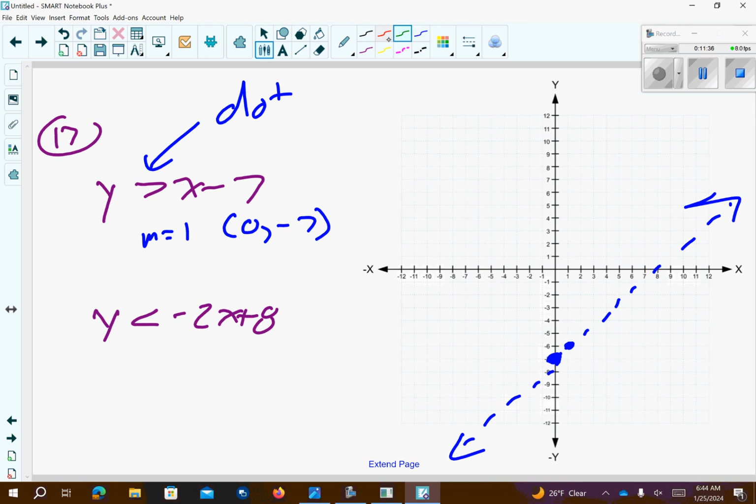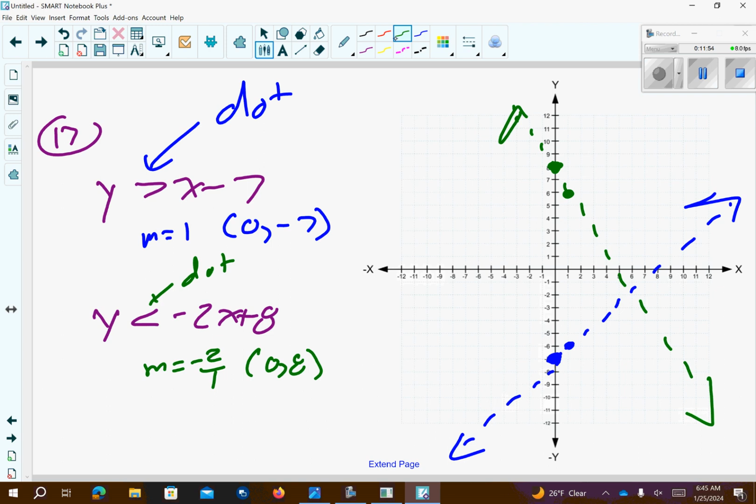And then the next one, I get 0 comma 8 for a solution, which is up here. My slope is negative 2 over 1. Down 2, right 1. And this is also going to be dotted because I don't have a line underneath the inequality sign.